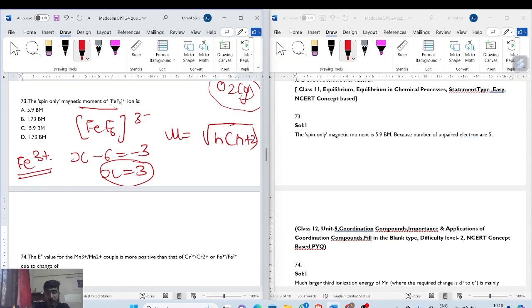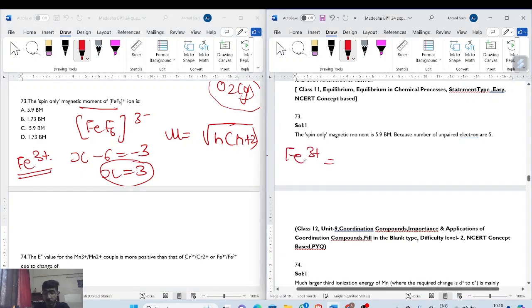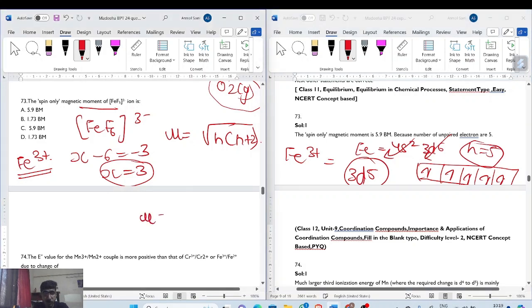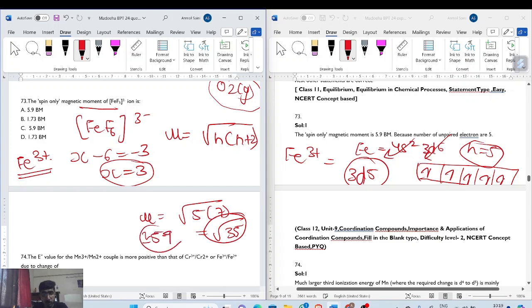Now we have to calculate the electronic configuration for Fe3 plus. For Fe, the electronic configuration is 4s2 3d6. Here we have to remove 3 electrons, meaning 2 electrons will be removed from 4s and 1 from 3d. So it becomes 3d5: 1, 2, 3, 4, 5 electrons, meaning we have 5 unpaired electrons. So mu will be equal to root of 5 into 5 plus 2, which is 7, so root 35. Root 35 is approximately equal to 5.9, because root 36 is equal to 6. So the correct answer is option A, 5.9 Bohr magneton.